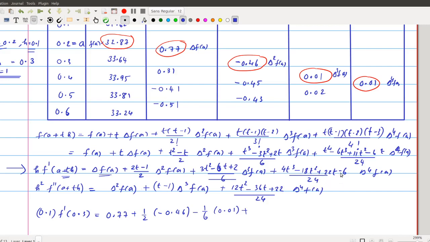8 minus 6, that is 2. Then that will be 2 by 24. Okay, 2 by 24 is 1 by 12, that is 0.01, that comes from this, that is del raised to 4 f of a. Okay, so when you simplify this you can extract f dash of 0.3, so this is the velocity.